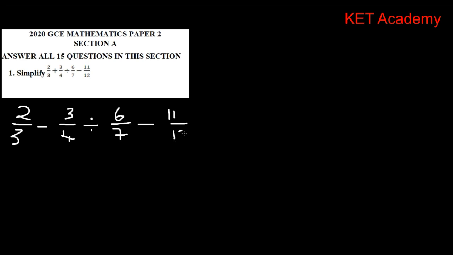by 12. So what most students are going to do is they simply follow the rule in which the question was given. So what we have there is addition. They simply follow the order in which the question was given.